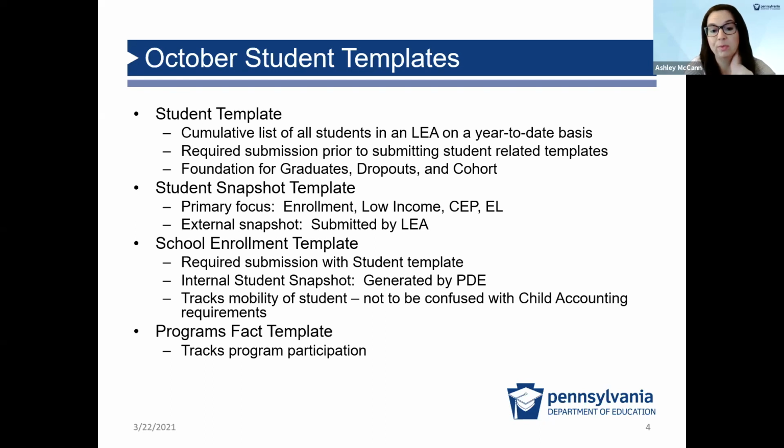It tracks student mobility. So anytime a student enters, withdraws, or has a program change, there's the WD11, R11, WD12, R12, etc. And then the programs fact template tracks program participation if you have any of those reportable programs that are in, I forget which appendix.